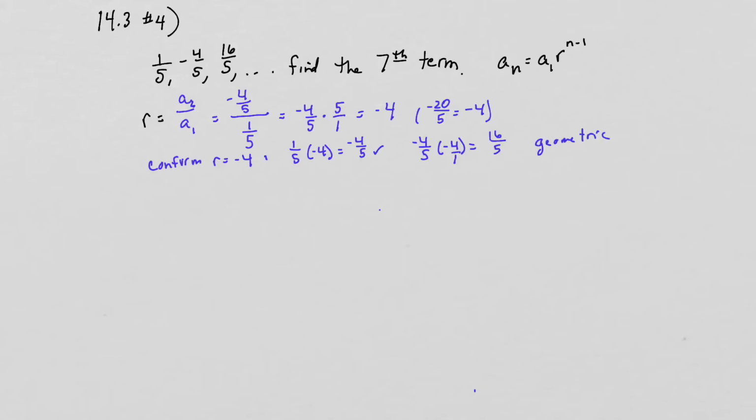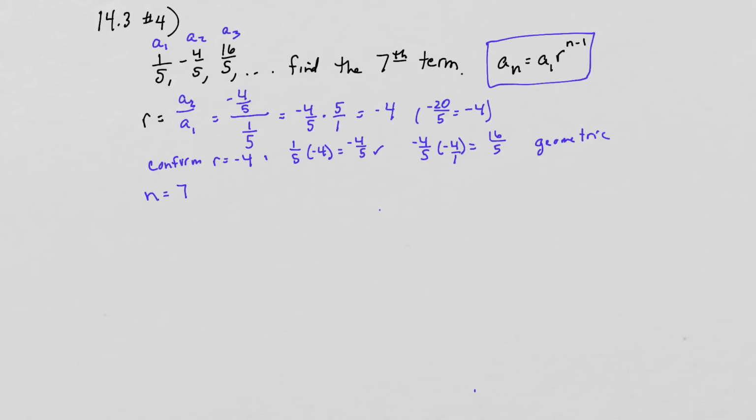Well, we have a formula in the geometric sequence to find successive terms, and it's the nth term, a sub n, equals the first term, a sub 1, times the common ratio raised to the power n minus 1. N here is the term that you're on. So this 1/5 is a sub 1, negative 4/5 is a sub 2, 16/5 is a sub 3. So here we're looking for the seventh term, so n will be 7.